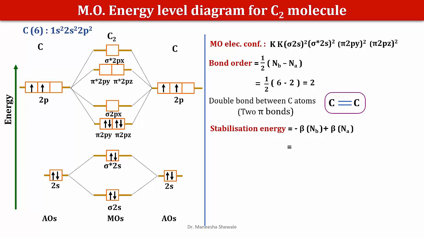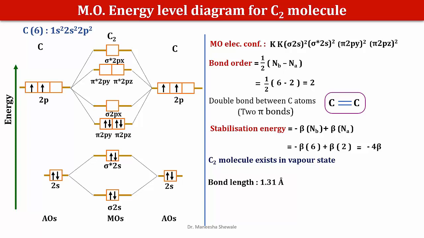Stabilization energy is minus beta into 6 plus beta into 2. This is minus 4 beta. So again, the carbon molecule will also be stable and it is found to exist in the vapor state. The carbon-carbon bond length is 1.31 angstroms and the bond energy is 150 kilocalories per mole.